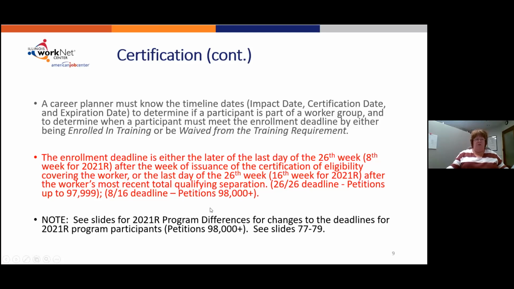I know it's confusing, but we do have a trade date grid that I can actually send out to you that you can use to determine those dates as well. I'll make a note to send that out. So there's a note here. We have some slides later in the presentation, see those slides for the program differences for that 2021R piece of it. I bet our slide numbers are wrong here because we changed and added some slides, so I'll have to fix that, but they are later in the presentation.